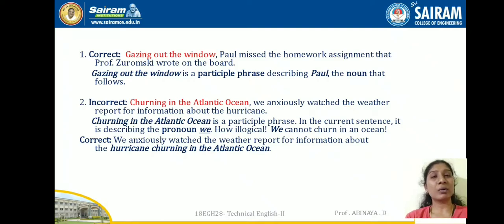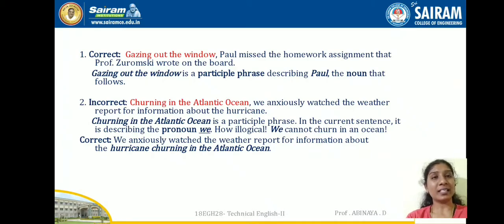So, who is gazing out the window? Paul. Why? Because the modifier "gazing out the window" is placed near Paul. This is a perfect meaning. Gazing out the window, the person who is gazing out the window is Paul, missed the homework assignment that the professor wrote on the board. It is right. Gazing out the window is a participle phrase describing Paul, which follows it. It is near the word.